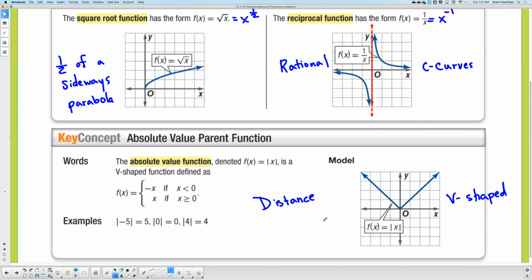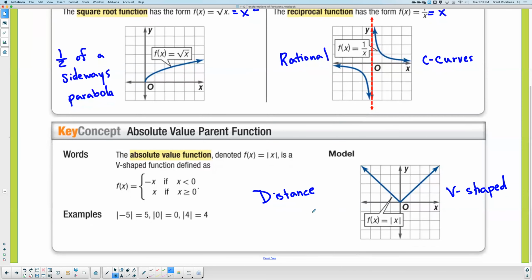So how do you represent that in math? You do it with absolute value. So whether you plug in a negative x or a positive x, you get the same positive y value. Okay, and there's some examples right there. So that's how you do distance in math.